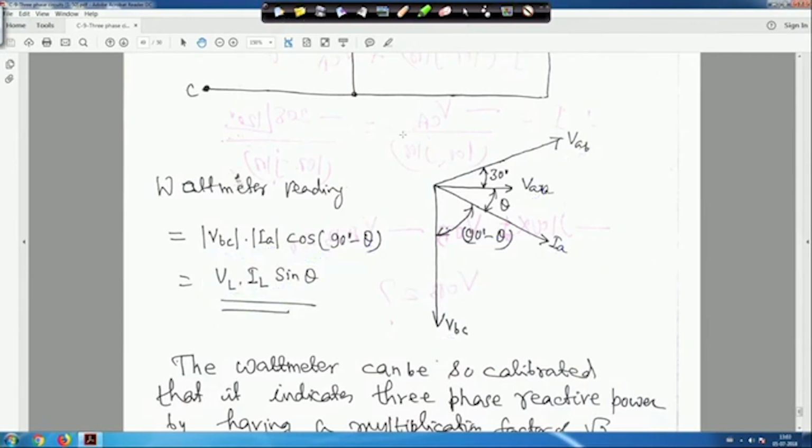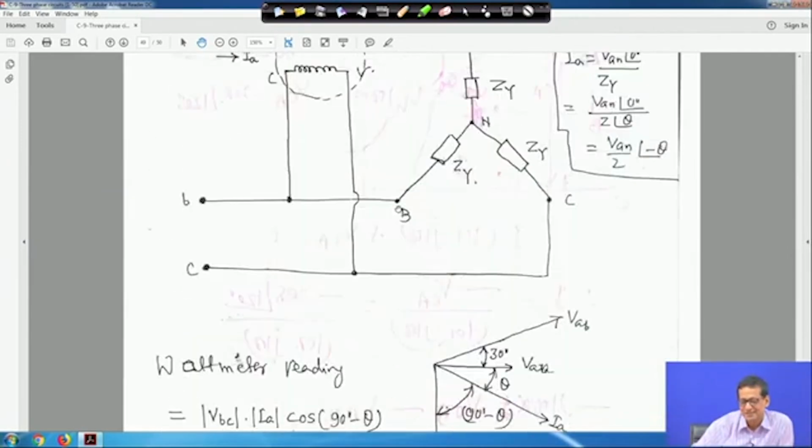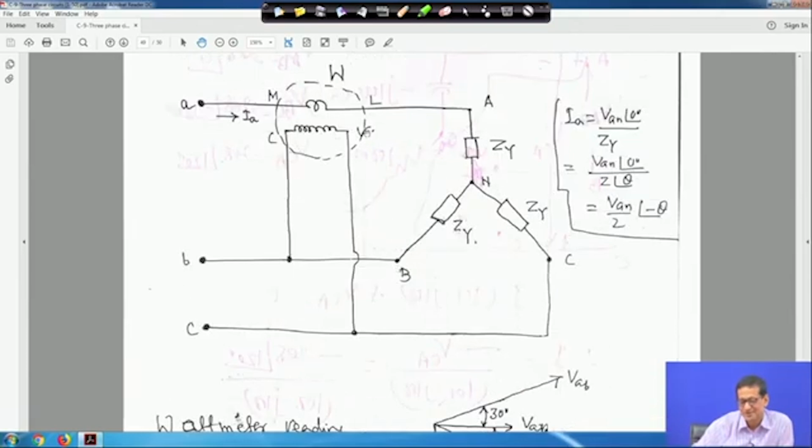So the wattmeter can be so calibrated that it indicates 3-phase reactive power by having a multiplication factor of √3. That means the wattmeter scale has to be calibrated by multiplying by a factor of √3. Whatever reading you get, you just multiply by √3, and you will get the reactive power. So this is the connection of the wattmeter for getting the reactive power, the same wattmeter you can use.